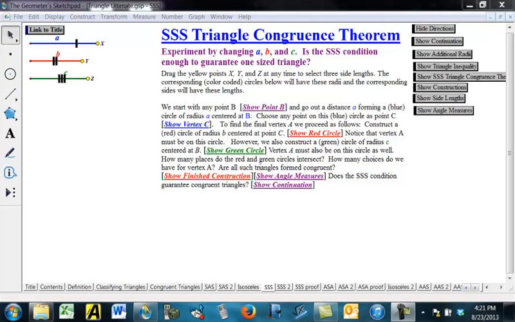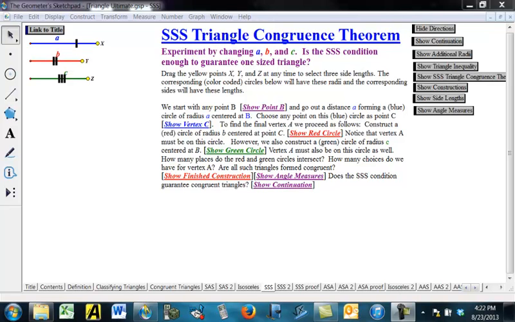This is Jack Jackson. In our previous video we were considering the condition where we had side angle side given in a triangle. We found that that always determined exactly one triangle. So now we're going to look at a different condition, the side side side condition. That is, we're given three side lengths for triangles.